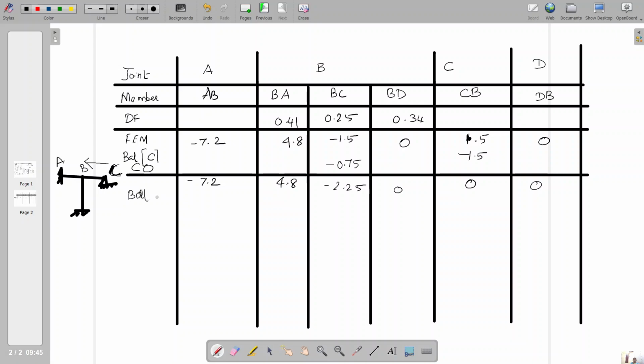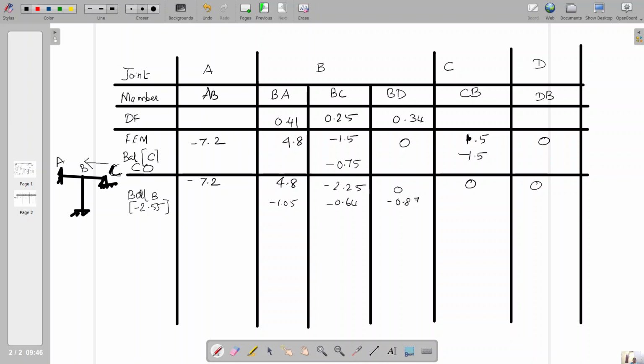Next, by balancing the joint B, for the summation of moment equal to 0, the unbalanced moment 4.8 minus 2.25 equals 2.55. While you apply minus 2.55, it will reach the equilibrium condition. So this minus 2.55 should be multiplied with the corresponding distribution factors: 0.41, and right here minus 1.05; minus 2.55 into 0.25 is minus 0.64; minus 2.55 into 0.34 is minus 0.87.